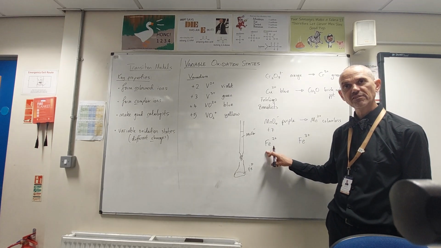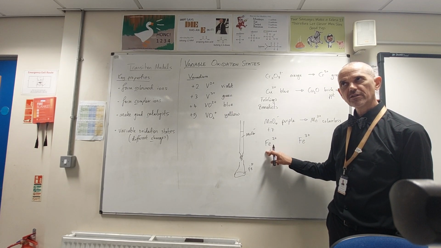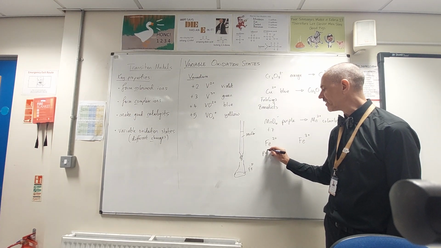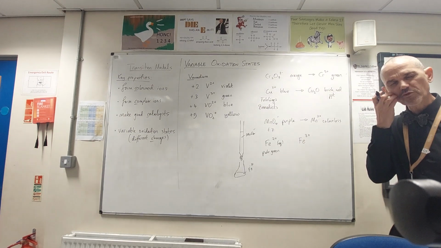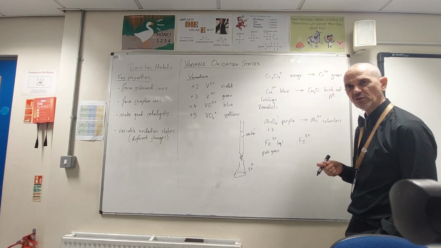Colours of iron 2 plus? Rusty brown or green. Dead green. Yeah, so that's a pale green solution. If you were talking about the precipitate, then it's a sort of pond green.